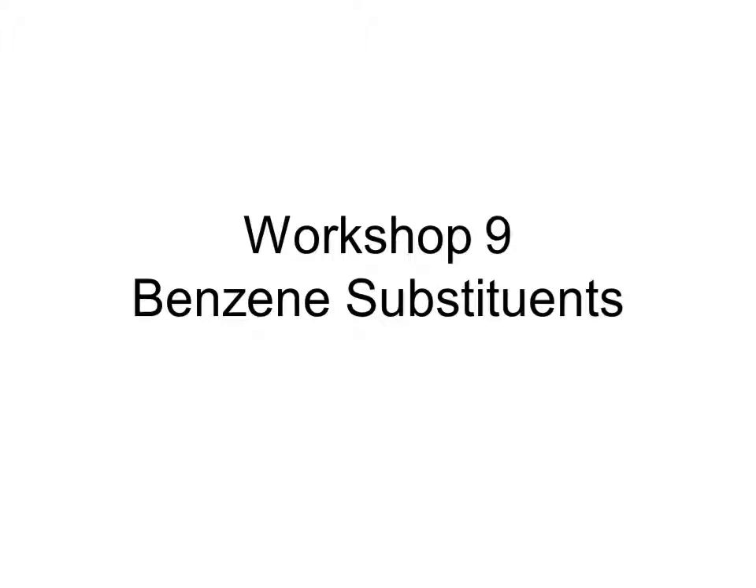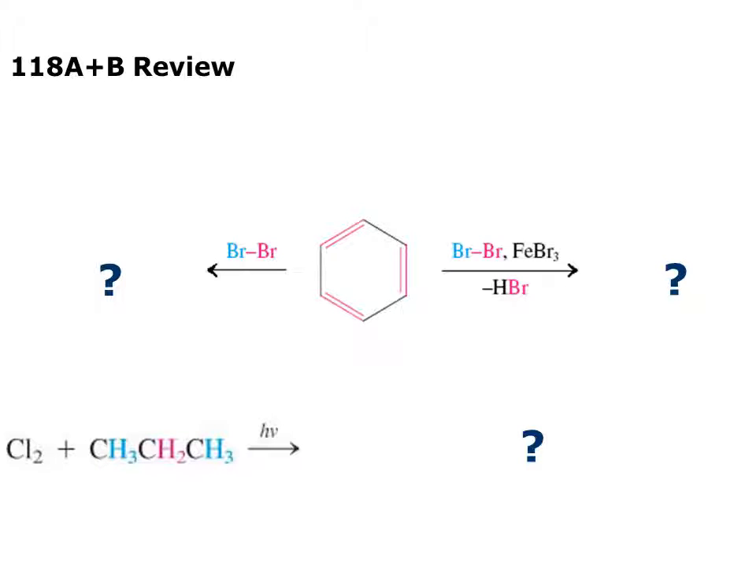Okay, this video is going to introduce the chapter on benzene substituents. Before we start with new stuff, let's take a look at some review. In chapters 15 and 16 we talked about reactions with benzene, and we know that in order to add a halogen you need that iron bromide catalyst. If you don't have it, you will have no reaction.